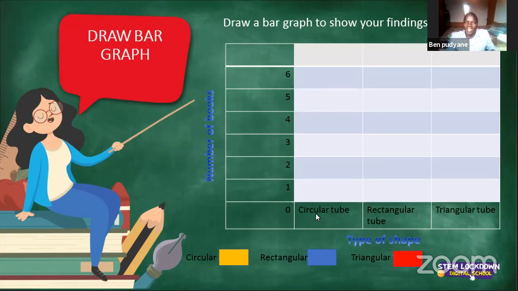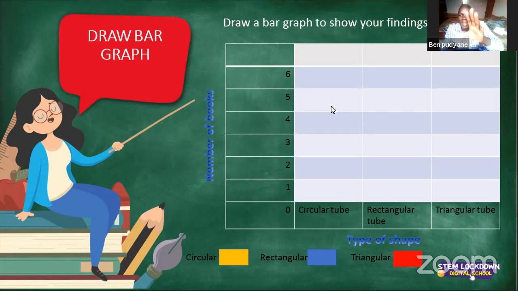On the next part, here is the bar graph. And this bar graph, you must be able to draw, showing how many books the circular tube managed to carry. You see, the graph is like this. It has got the columns and the rows. Columns are going down. If you measure from up downwards, it is a column. Then you measure from the left to the right, it is a row.